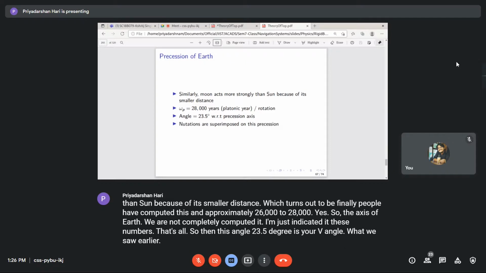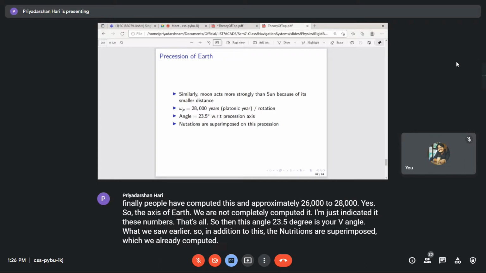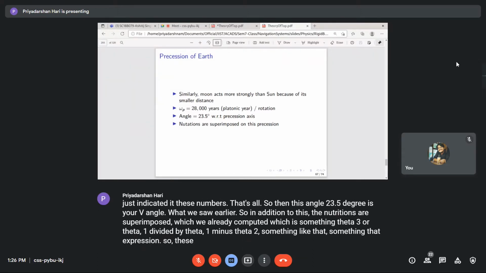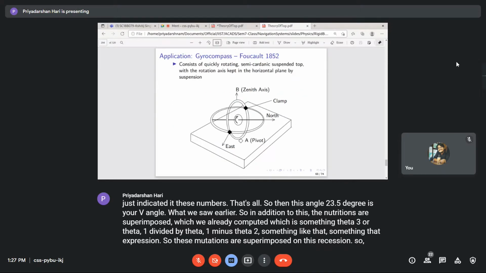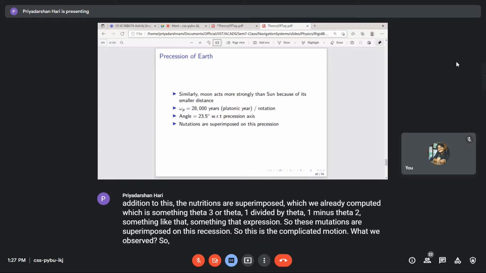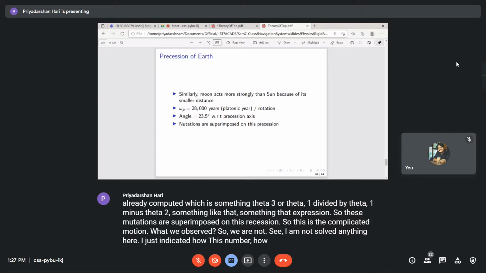So in addition to this, the nutations are superimposed, which we already computed, which is something like theta 3 or theta 1 divided by theta 1 minus theta 2, that expression. So these nutations are superimposed on this precession. So this is the complicated motion that we observe. I have not solved anything here. I just indicated how one can understand it schematically.